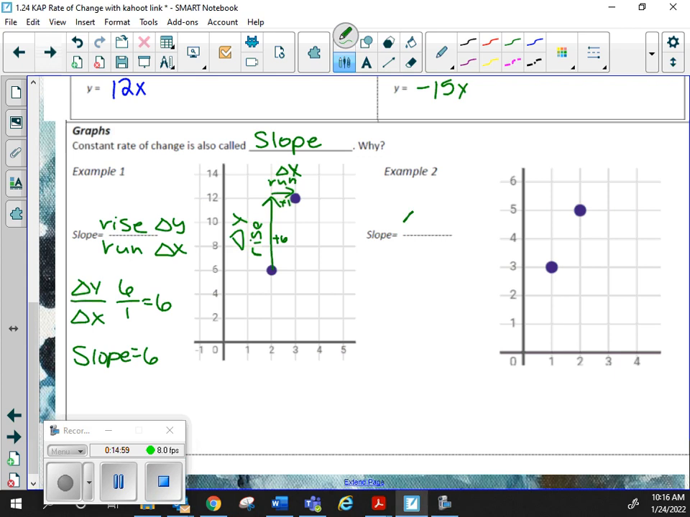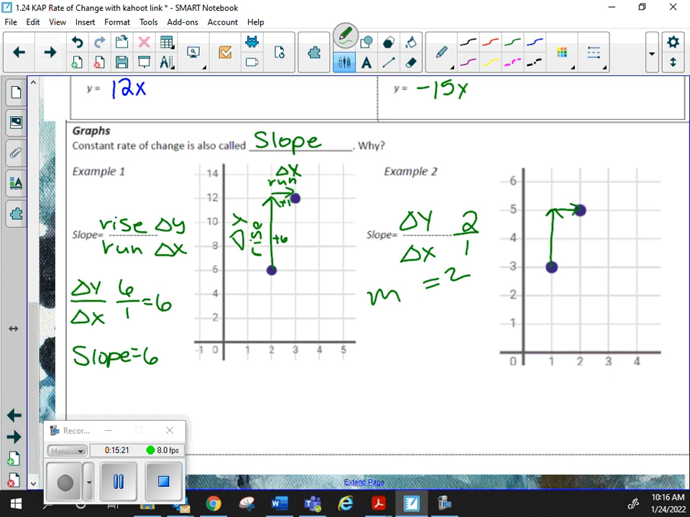2 over 1. The change in y, or that rise, it went up from 3 to 5, it rose 2. That change in x, how much it ran, it went from 1 to 2, so that would be 1. That simplifies down to 2. M is equal to 2. Y'all good so far? Yes.